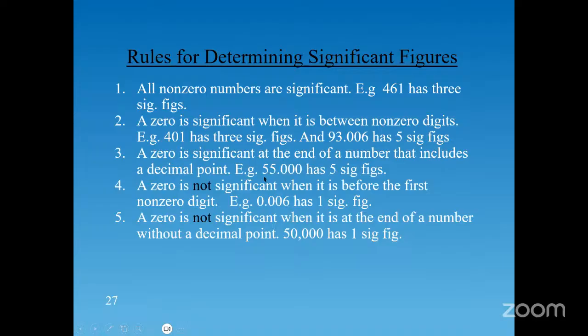So therefore, that's rule number 3. If you have zeros at the end of a number and there's a decimal point anywhere in that number, then those zeros are significant. Okay, number 4.